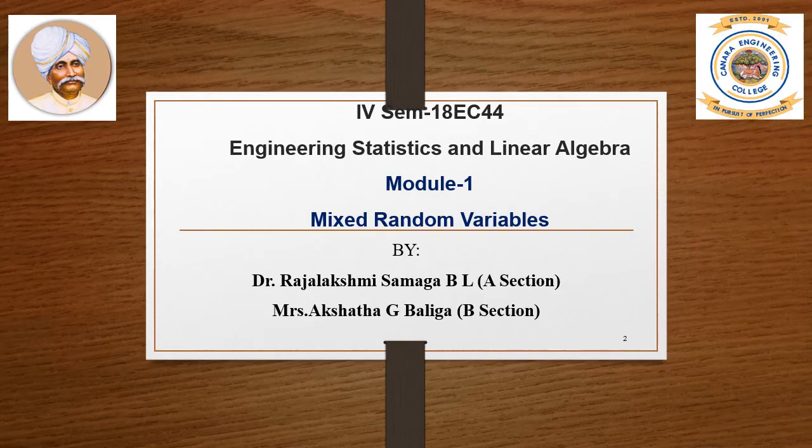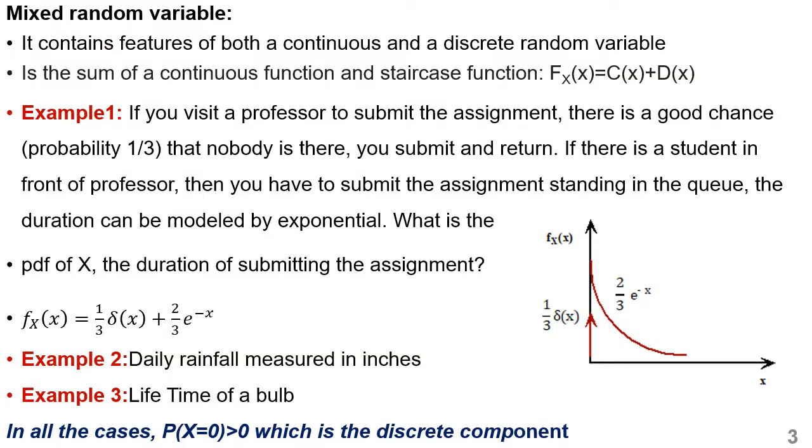Everyone, in this video, let us study about mixed random variable. Mixed random variable, as the name says, contains the features of both continuous and discrete random variables. It's a sum of a continuous function and the staircase function. Continuous function is represented by p of x and discrete function is represented by p of x.